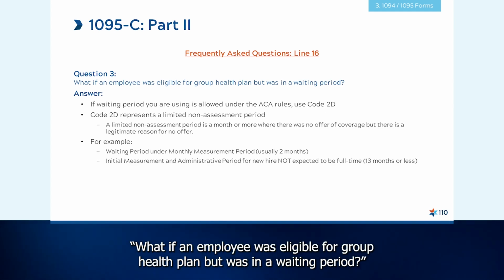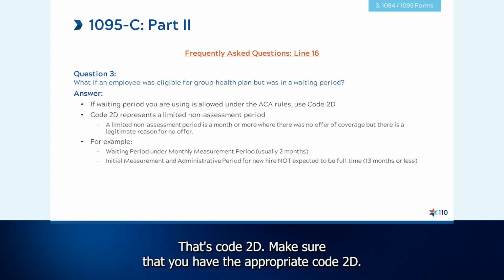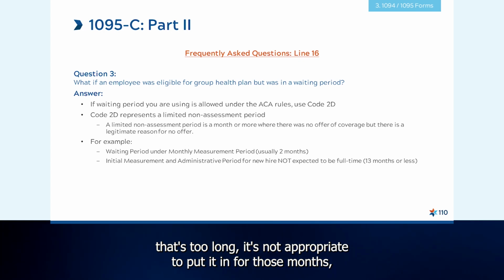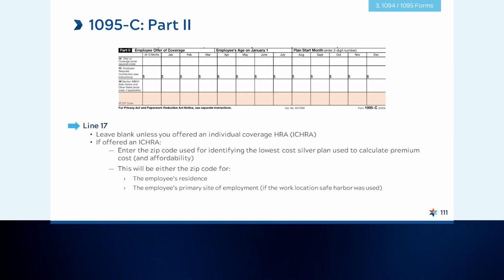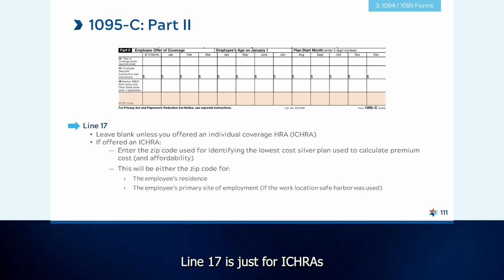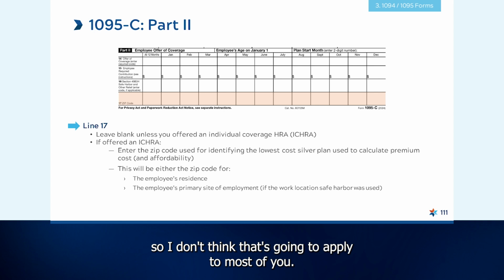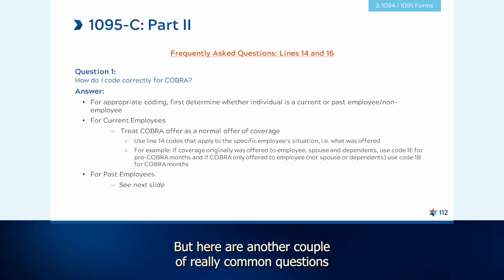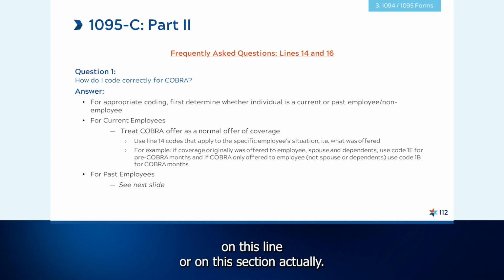What if an employee was eligible for group health plan but was in a waiting period? We talked about that. That's code 2D. Make sure that you have the appropriate code 2D. If you're using a waiting period that's too long, it's not appropriate to put it in for those months, but we can help you with that if you have any questions. Line 17 is just for ICRAs, so I don't think that's going to apply to most of you. But here are another couple of really common questions on this section actually.